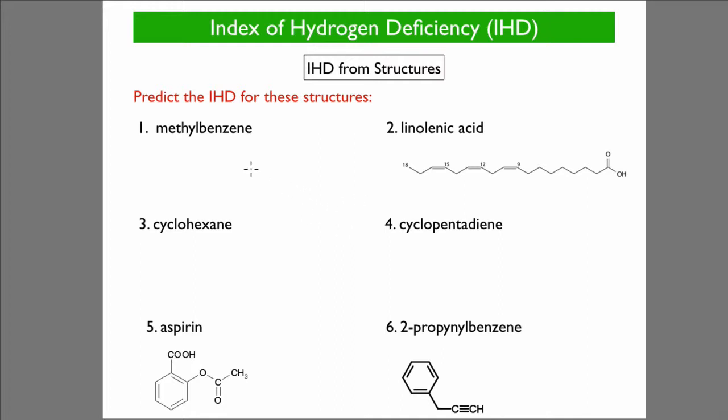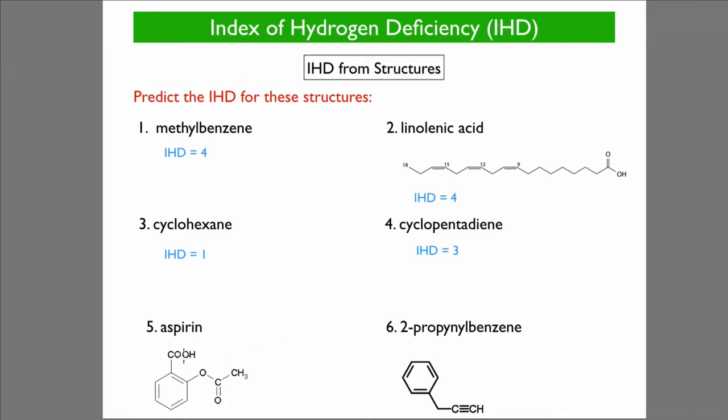Okay, so methylbenzene, you've got a benzene ring and a methyl group, so you've got 4 from the benzene ring. Linolenic acid, got 1, 2, 3 double bonds, and also this one over here, so it gives us 4. Cyclohexane, it's got just the cyclic structure, but it's not aromatic, so that's an IHD of 1. Cyclopentadiene, so it's got a ring, which is 1, diene, so 2 double bonds, so it's going to be 3.